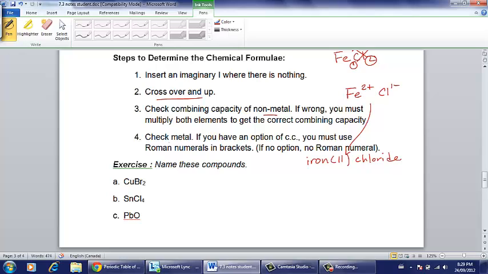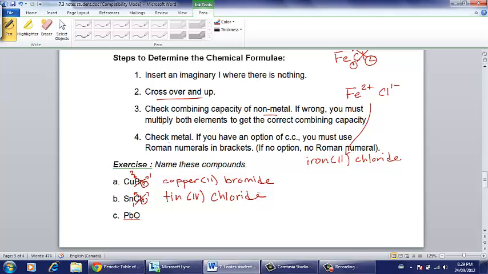We're going to practice with the next few. Here, the 2 would go up to copper, the 1 would go up to bromine, and you would name this. You look on the periodic table, there is more than one possible charge for copper, so this would be copper 2 bromide. Next one, 4 goes up to tin, 1 goes up to chlorine, the 1 is right for chlorine, so this becomes tin 4 chloride.